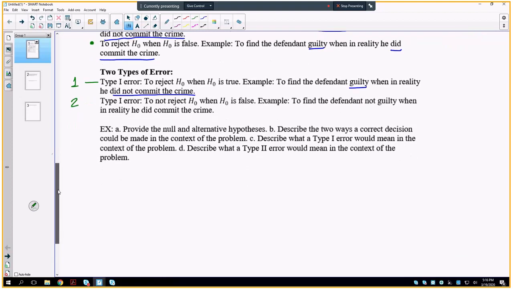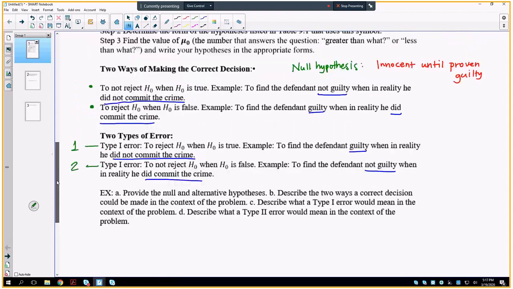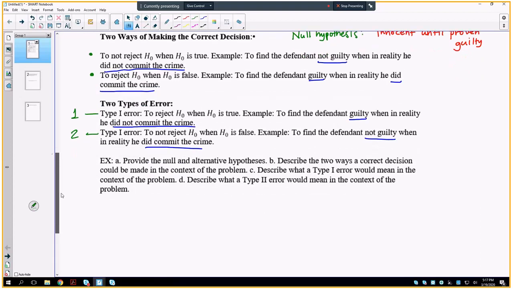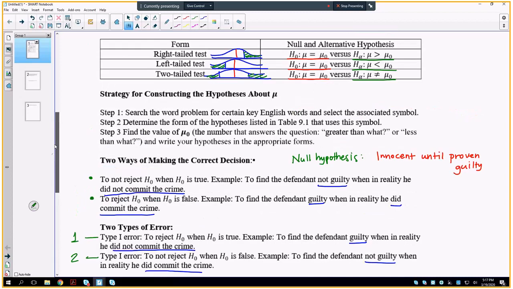But there's another type of error we could make, which is kind of the converse of that. That would be he actually did commit the crime, but we let him go. That's also an error. And so that would be equivalent to not rejecting the null hypothesis, even though it's false. So the null hypothesis is that he's innocent. That is false, but we don't reject it. So that's another type of error. Okay, so hopefully that explains a little bit better what we're talking about here.